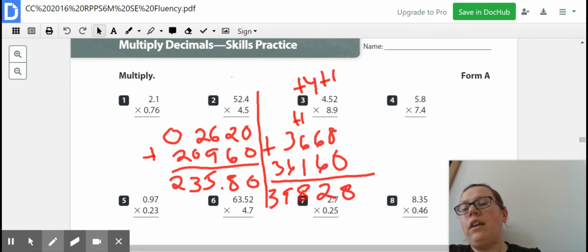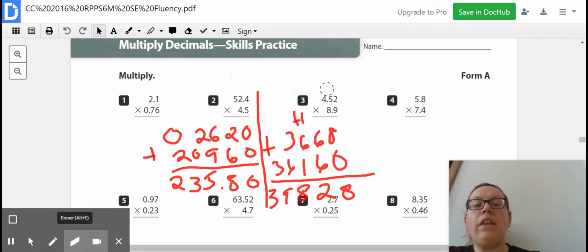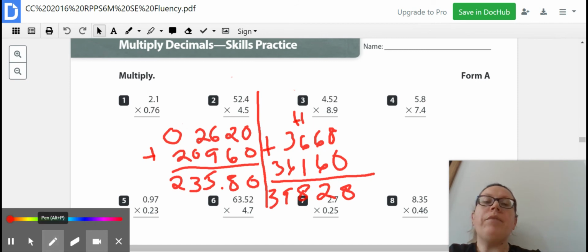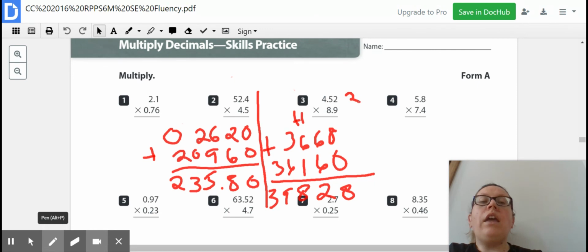So if we look at the top number, the invisible decimal point is behind the 2, and they moved it over 2 spaces to land between the 4 and the 5. And then if we look at the bottom number, the invisible decimal point is behind the 9, and they moved it over one time to land between the 8 and the 9. So that's 1. 2 plus 1 is 3.